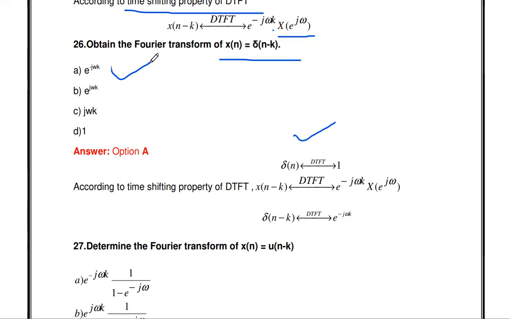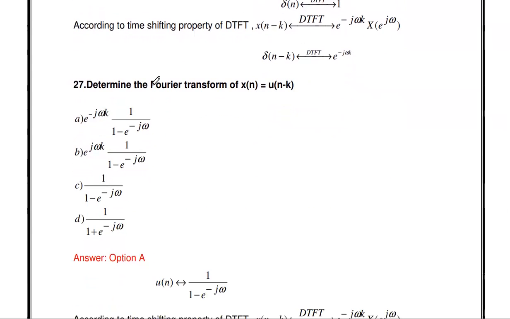So A is the answer. Similarly, here the question is to find the Fourier transform of δ(n-1). Okay, δ(n-1) means here e^(-jω), the k value is 1. So e^(-jω) is the answer for δ(n-1).